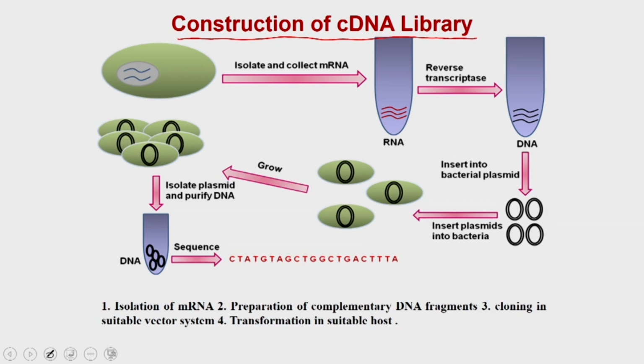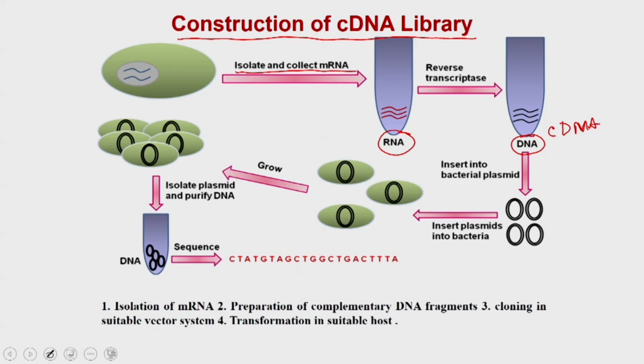As I said, in particular given conditions, your first step is that you isolate and collect the messenger RNA. Messenger RNAs represent the transcriptome of a particular cell or organism. In the subsequent step, from the RNA you are going to generate DNA. The DNA you generate from RNA is called the complementary DNA, or the cDNA, and that is why this library is called the cDNA library.